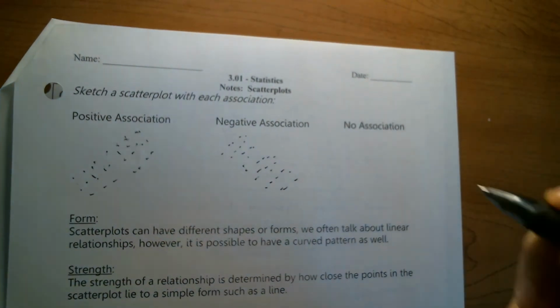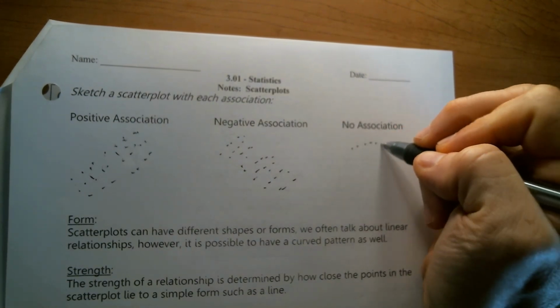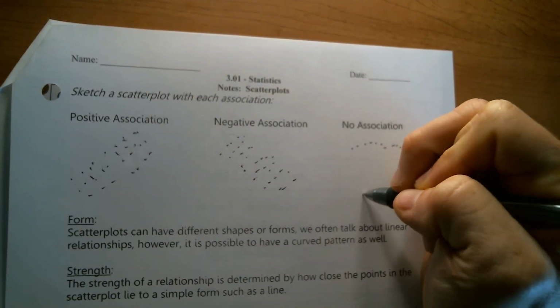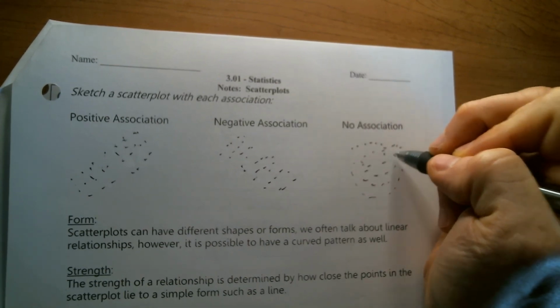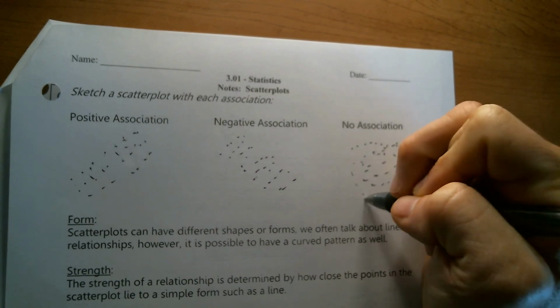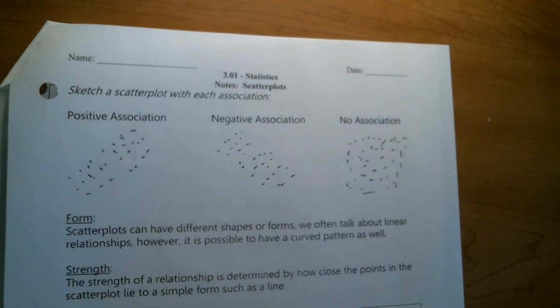And no association is when you're going to just basically have sort of this cloud of points where there's no real direction at all to the points and what's going on there. All right.